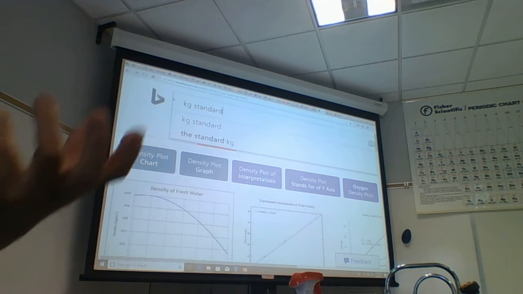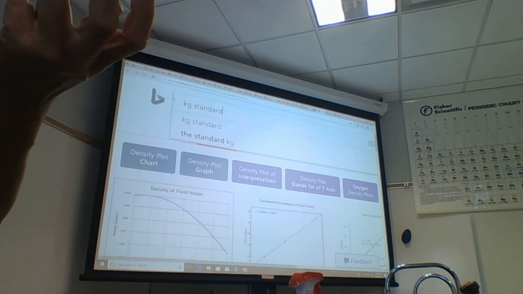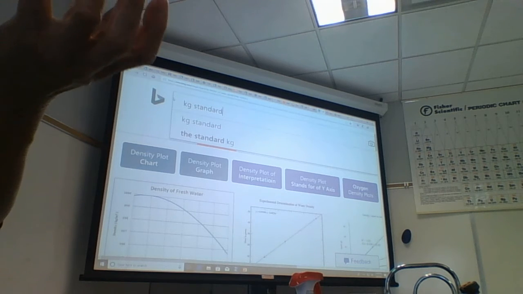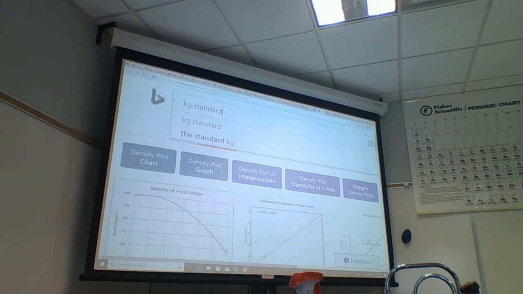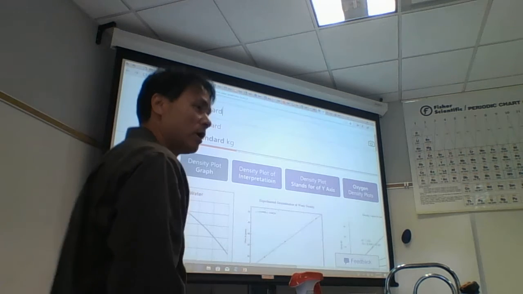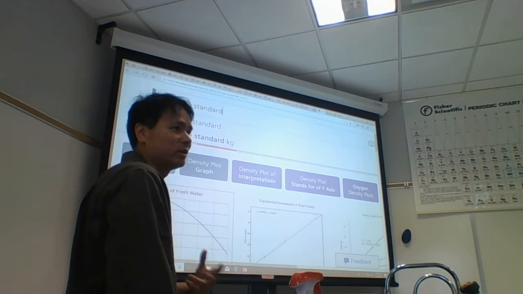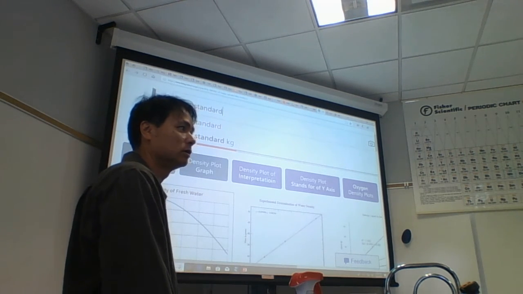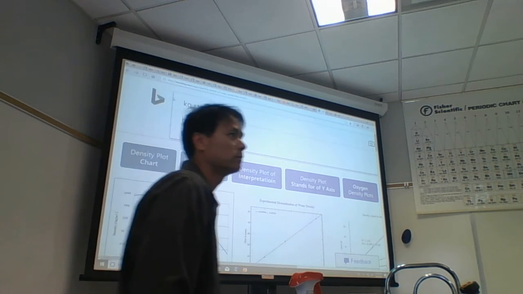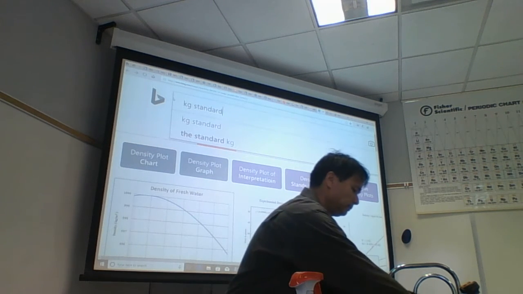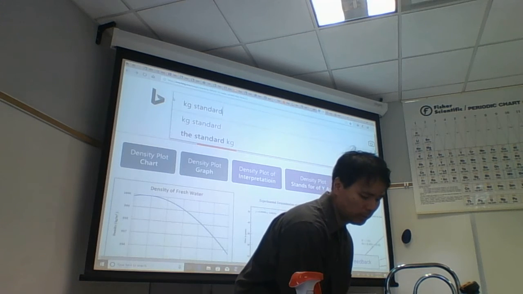The kilogram standard is locked in a vault in France. I think it's made out of gold, I don't know, but that's it. That's the reference. And in order to use that reference, you're going to have to go to France. Check it. We'll talk a little bit more about this later.